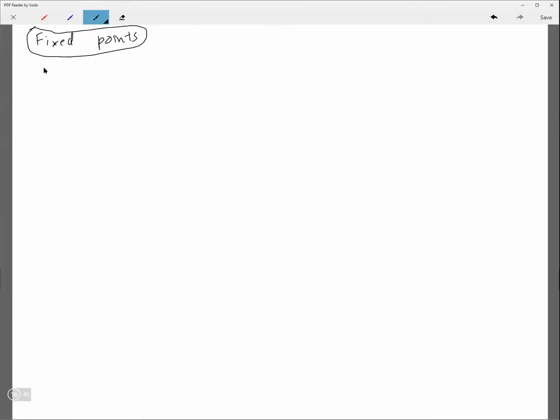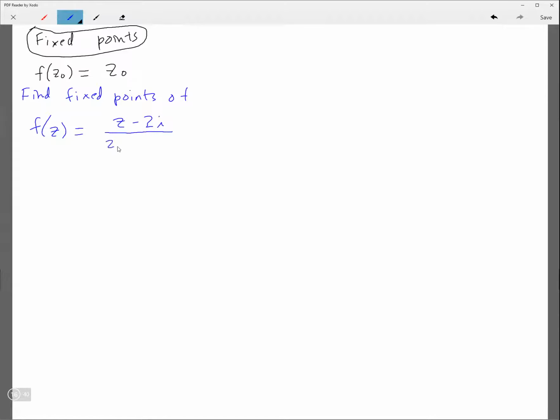Okay. So what fixed points are is points where, z naught is a fixed point if it satisfies this condition right here: f of z naught equals z naught. So I want to give you an example. Find the fixed points of this transformation here. We have a Mobius transformation, z minus 2i over 2iz plus 1. Remember, fixed points are where if you plug that point in, you get itself back. So the Mobius transformation maps that point to itself.